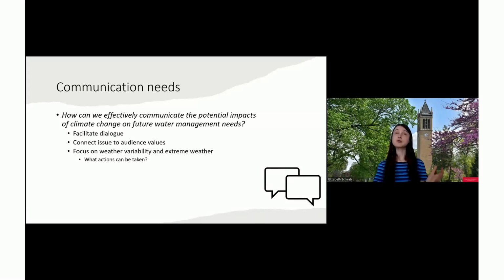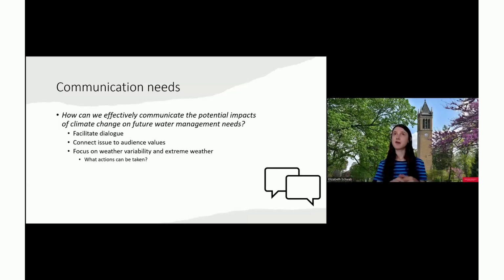With whatever approach we choose, we want to make sure that we're creating opportunities to have that conversation, making openings for people to go in and say, okay, this makes sense to me. Here's some of that dialogue that we can have moving forward. We want to make sure that we're connecting the issue to audience values. In this case, we're thinking about water management and agricultural audiences, and how we grow crops profitably and sustainably now and into the future.